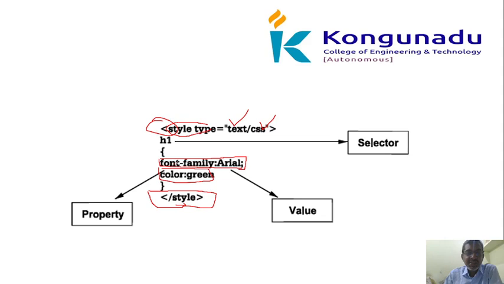In this, these two things will be the properties: font family and color. The corresponding values for the font family and the color will be considered as the values. For font family, the value is Arial, and for color it is green. So these two things are the values, and both font family and color are the properties.